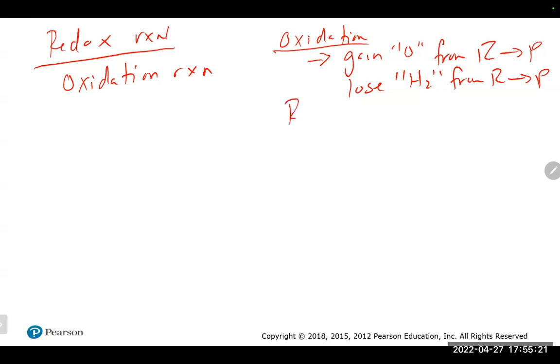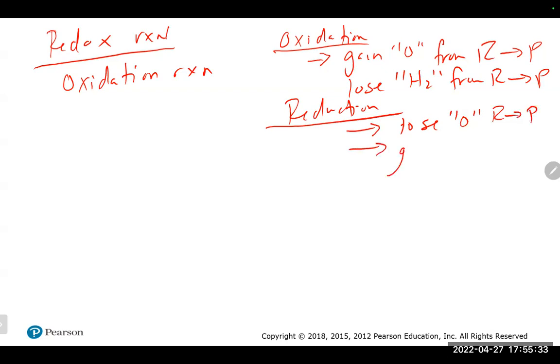And a reduction would pretty much be the opposite. A reduction would be the loss of oxygen from reactants to products, and the gaining of H2 from reactants to products. Remember, as we talked about when discussing types of reactions, these things occur together. Something gets oxidized, something else gets reduced. That process really does occur together.